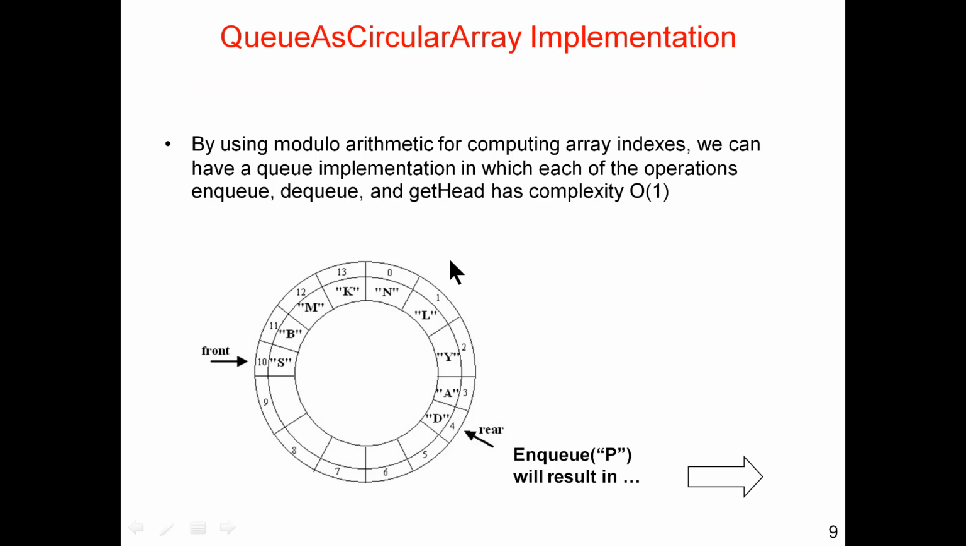Talking about the circular array. Now a circular queue is like you are actually entering in a circle. You can see the front and the rear. Front means somebody is going to leave from here, and rear means somebody is entering. So the enqueue operation always takes place at the rear. The enqueue operation will result in somebody leaving from the front unless it is full. By modular arithmetic for computing the array index, we can have a queue implementation in which each of the operations enqueue, dequeue and get head has complexity of the order of 1. That means it's a constant time operation.